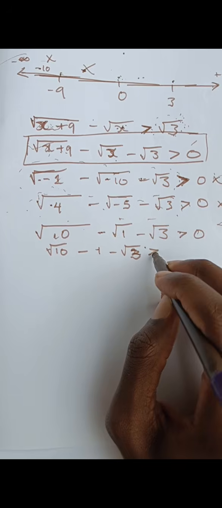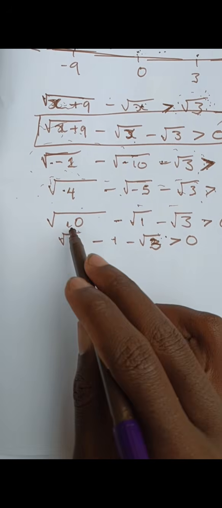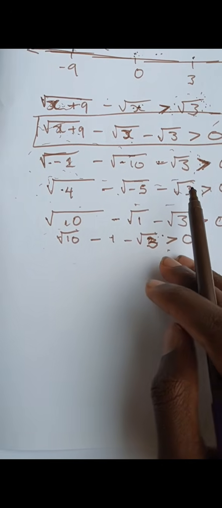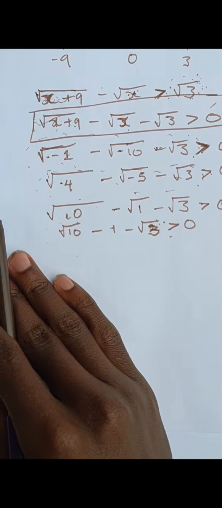So you're going to ask yourself, if I were to simplify what is on this side, can I get something greater than 0? If it is true, then the region is also true. If we are not getting something that is greater than 0, then it is false. We are going to cancel that region.